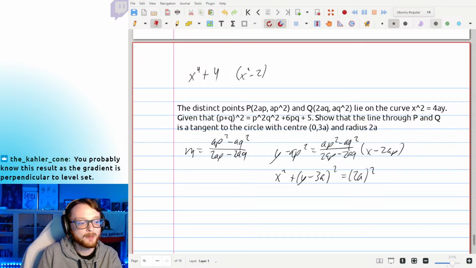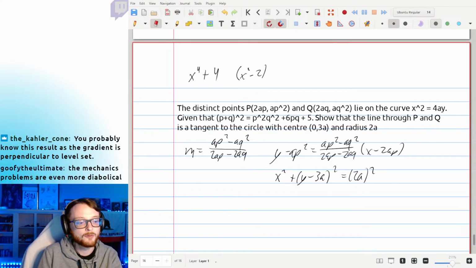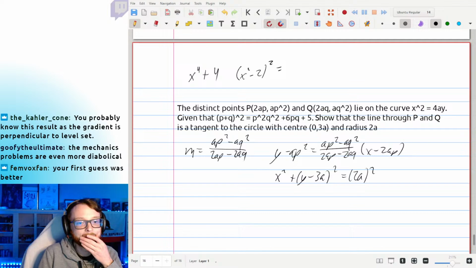I do remember something like that color code where the gradient is perpendicular to level curves or something. Can it probably be even more diabolical? That sounds terrible, Goofy.